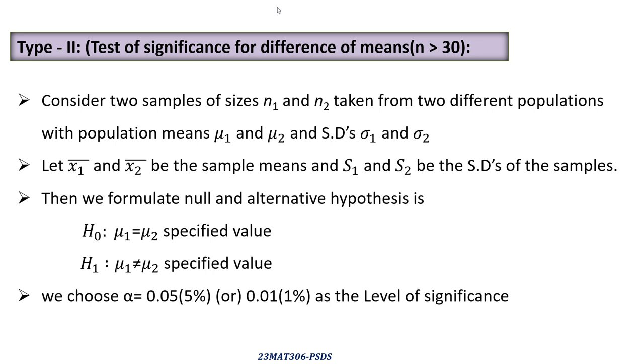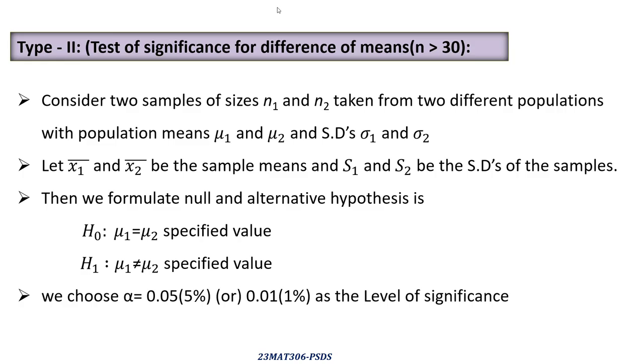Welcome everyone. In this lecture, we are going to see the test of significance for difference of means for n value greater than 30. First, we have to consider two samples of sizes n1 and n2, two population means, mu1 and mu2, two standard deviations, sigma 1 and sigma 2, and two sample means, denoted as x1 bar and x2 bar.